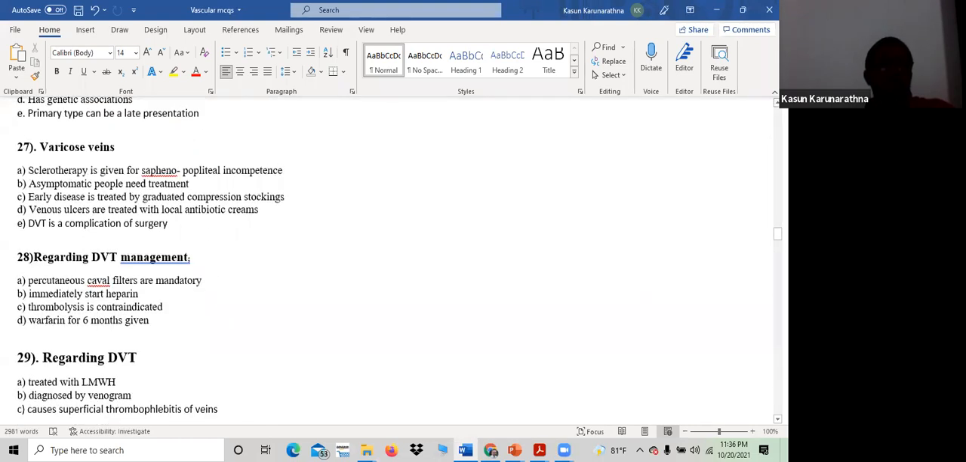Varicose veins. Sclerotherapy is given for popliteal incompetence. Yes, you can give it because there are no contraindications. Asymptomatic people need treatment for varicose veins. Early disease is treated by graduated compressive stockings. Yes, you can treat, and that is the patient's wish and the clinical judgment. Early disease, you can try conservative methods.